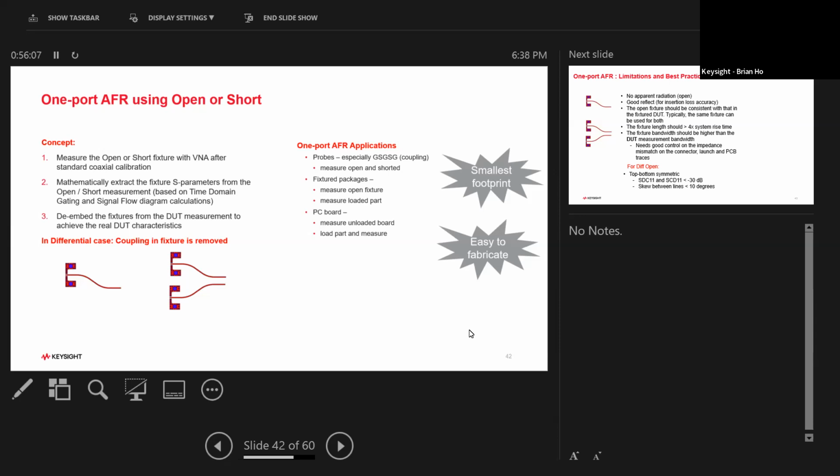So again, it's very good, very useful. If you have a probe, very useful for a probe. So you don't have to do a through, you just use an open or short. Pretty easy standards to do.